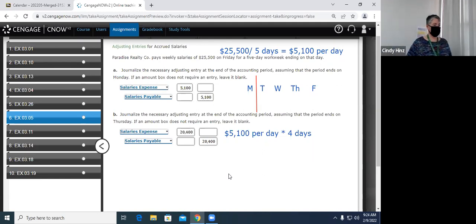Okay, so the entry looks basically the same, but rather than having just one day at $5,100, we have 4 days at $5,100 because the period we're now assuming ended on Thursday, same information. So the only thing that would carry over to the next month would be Friday's pay.